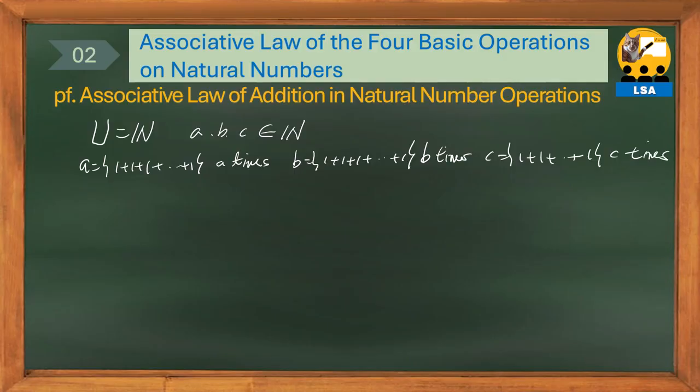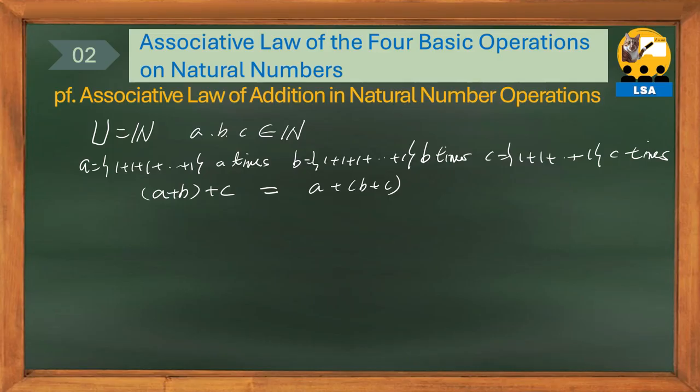Then the proposition we need to prove is that the result of adding the first two numbers first, (A plus B) plus C, and the result of adding the last two numbers first, A plus (B plus C), are equal. Therefore, showing that the results are equal proves it. I will prove it now.